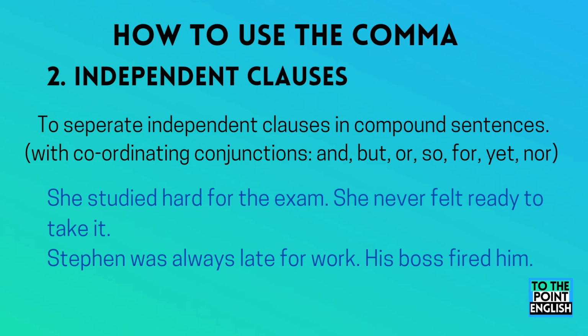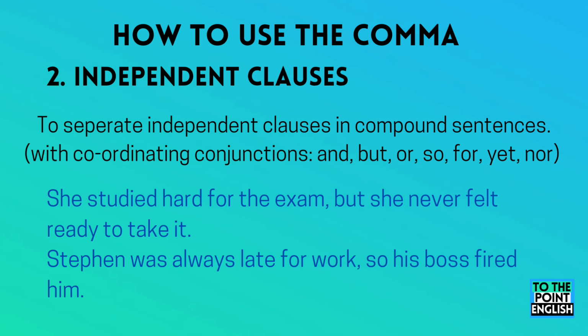So if you look at these two examples, she studied hard for the exam, she never felt ready to take it. Stephen was always late for work, his boss fired him. So here there are no commas, as you can see. You just have, in each example, two sentences. But if you want to link those two sentences, you're going to need to use one of those coordinating conjunctions and a comma. So it's that simple.